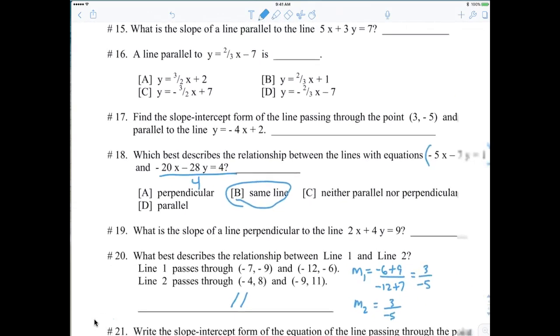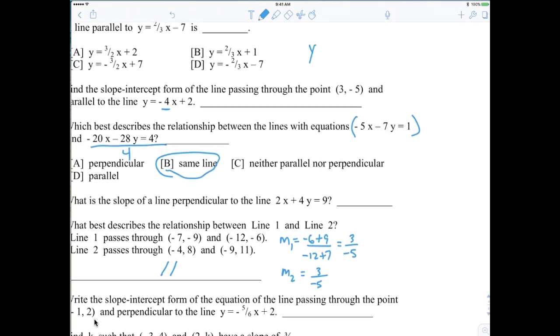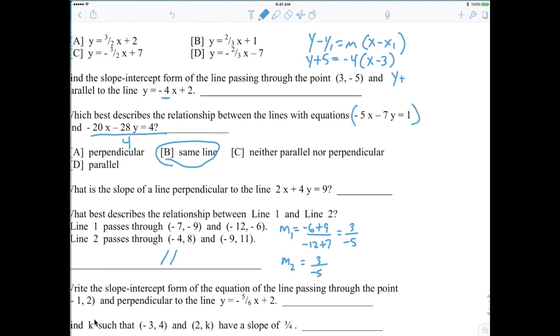So 17. Find the slope-intercept form. Now, if it's parallel, do you remember it's the same slope, right? So y minus y1 equals m times x minus x1, correct? So y plus 5 equals negative 4 times x minus 3. That's not the final answer, right? That's point-slope. So for slope-intercept, we would say y plus 5 equals negative 4x plus 12. Y equals negative 4x plus 7.